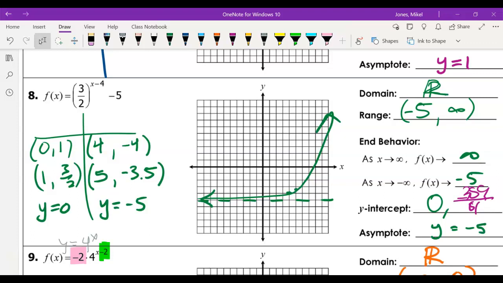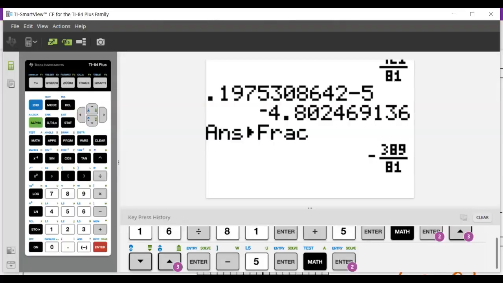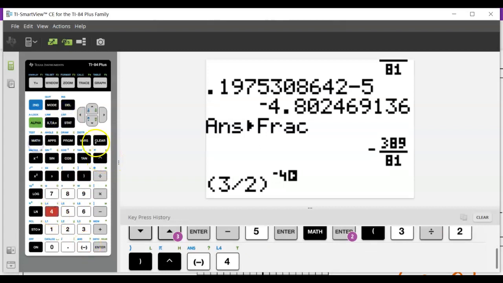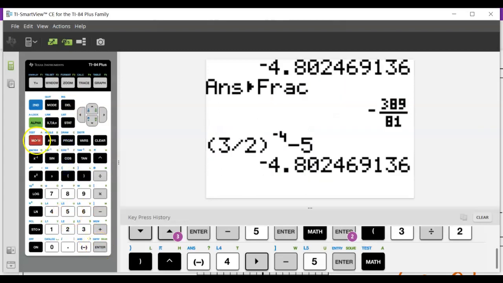The y-intercept, you have to use your calculator to get a nice improper fraction. And so you just plug that in, and you'll get negative 389/81. I know that's hard to read. Yep, so you could just do 3/2 to the negative 4 minus 5. And then you do math, frac.